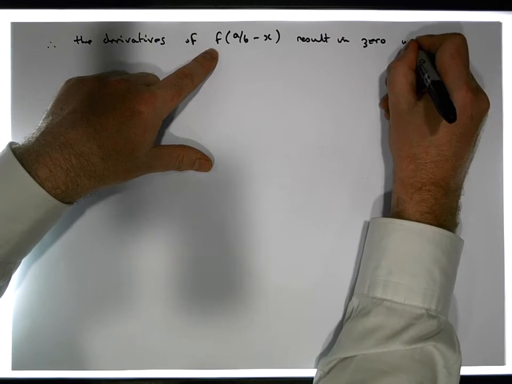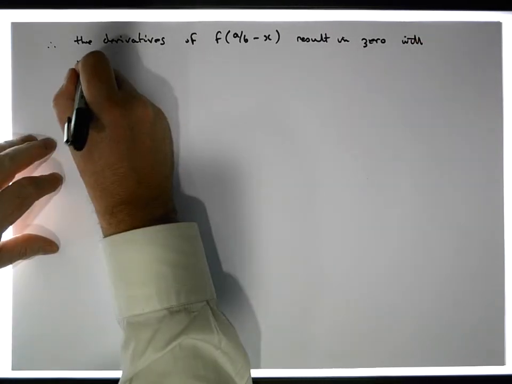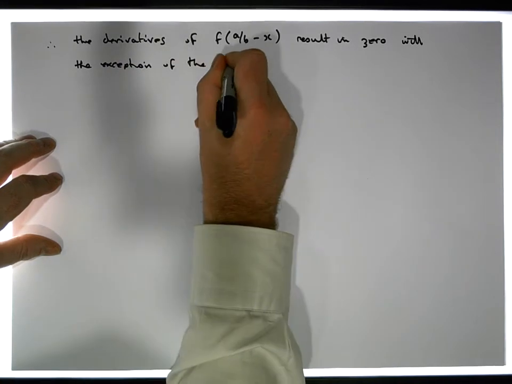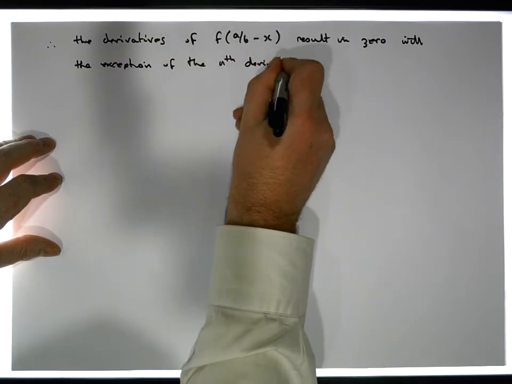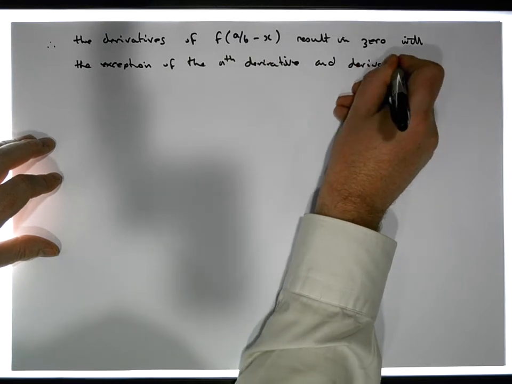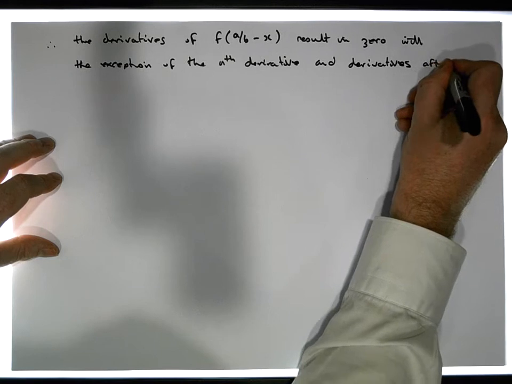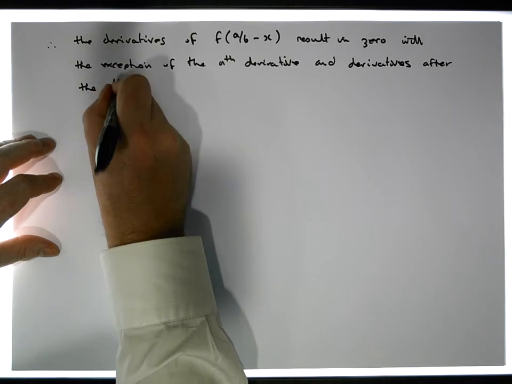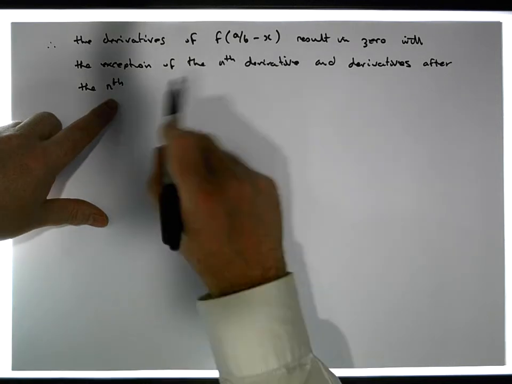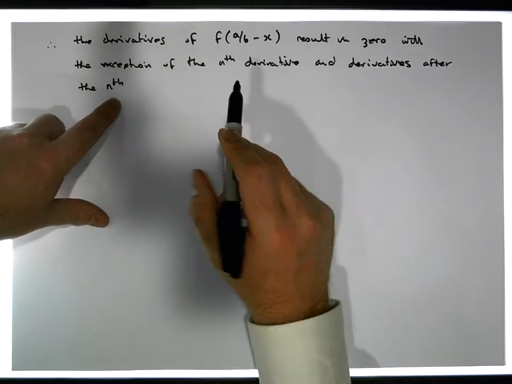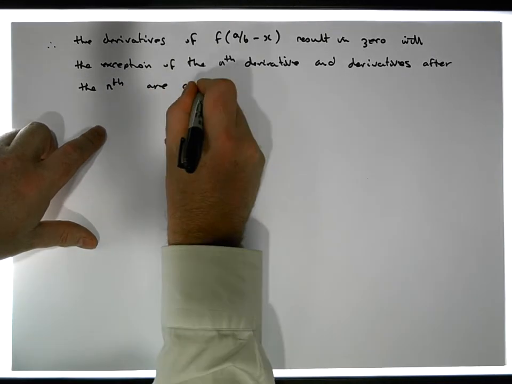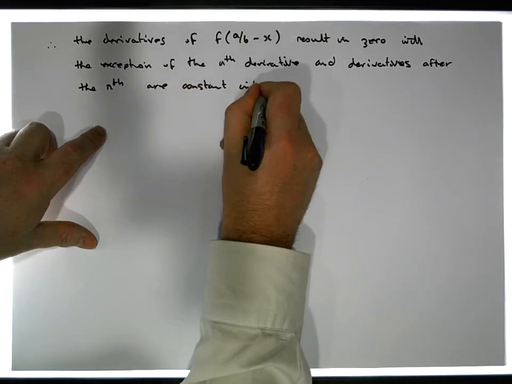With the exception of the nth derivative, and derivatives after the nth, these are constant. So all derivatives up to the nth derivative are 0, and every derivative from the nth derivative on are constant integers, and that's important.